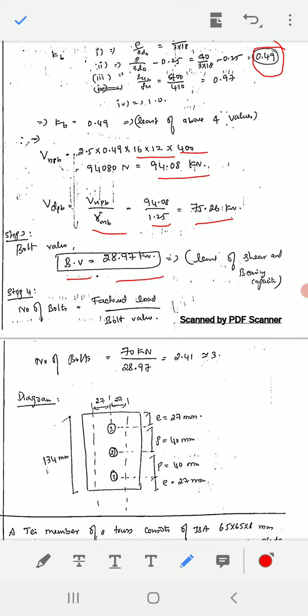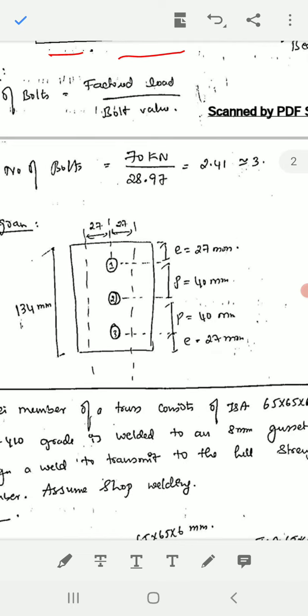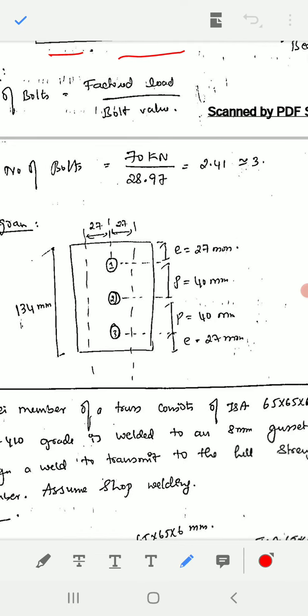Then step 4 is to find out the number of bolts. Number of bolts is factored load divided by bolt value. Factored load is given in the question, that is 70 kilonewton, divided by bolt value 28.97, you will get 2.41. But 2.41 number of bolts we cannot provide, so I have to convert into whole numbers, that is 3. Then you have to draw the diagram, where you can see it is very easy, 3 numbers in a row.